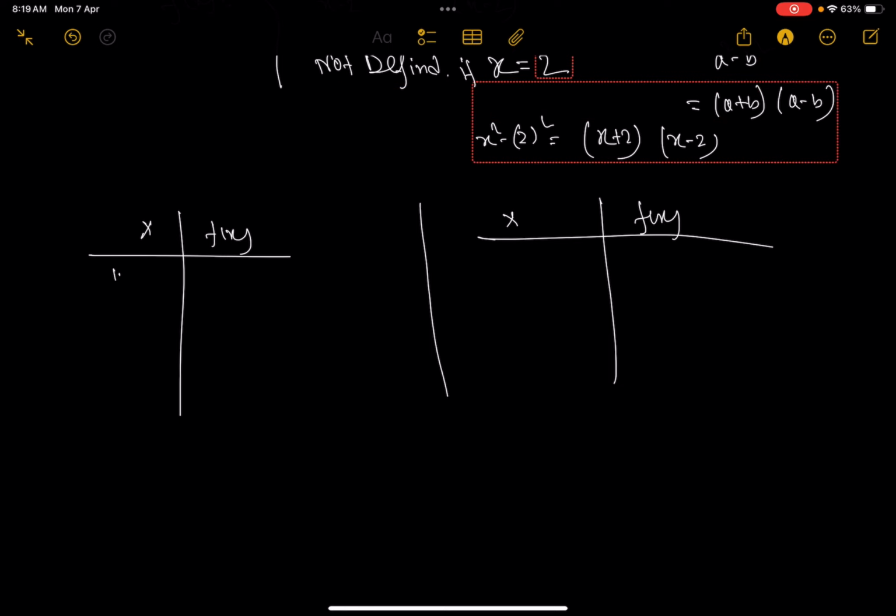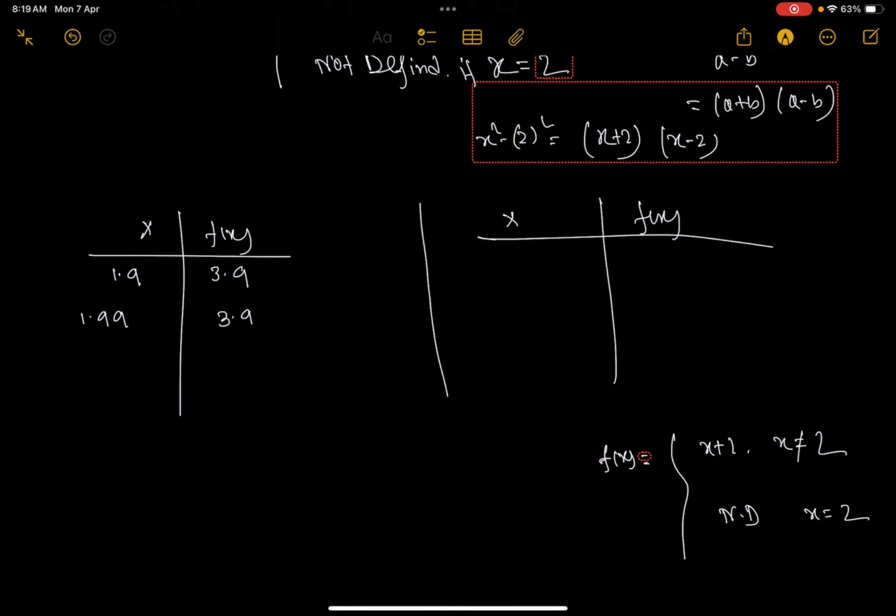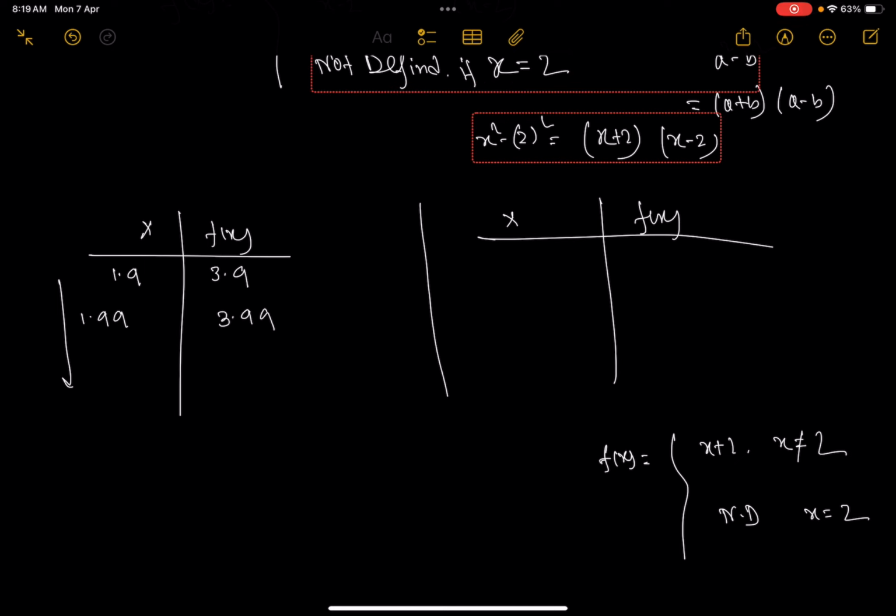When we take the x value 1.9, then we have 1.9 plus 2. For that case, the function is f of x equal to x plus 2 if x is not equal to 2, and not defined if x equals 2. So if x equals 1.9, this goes to 3.9. If 1.99, this goes to 3.99. Continuing this process as x goes to 2, this goes to 4.